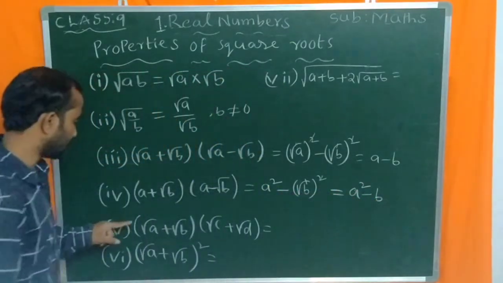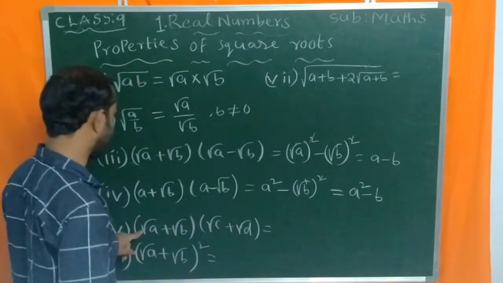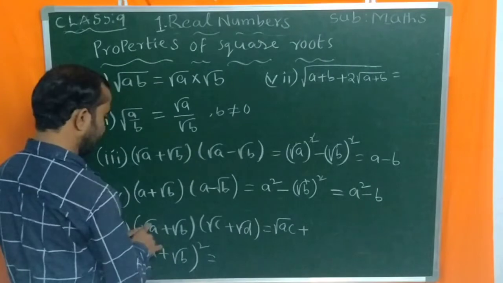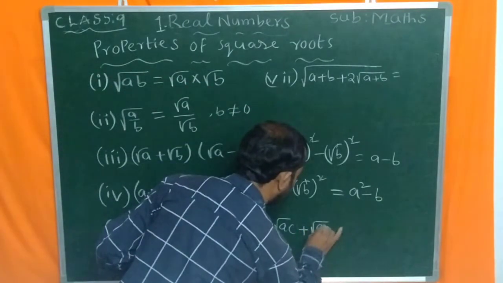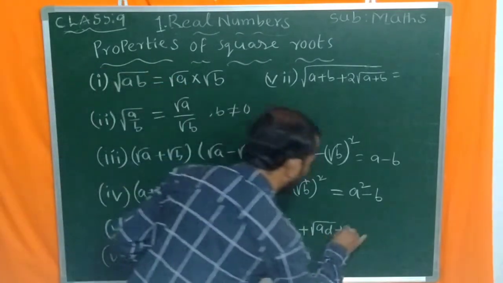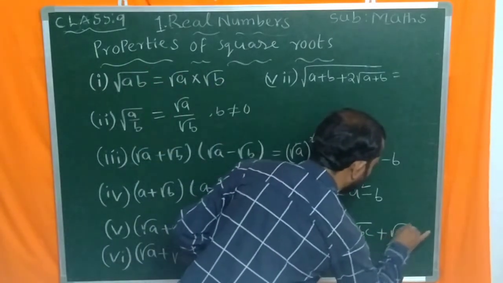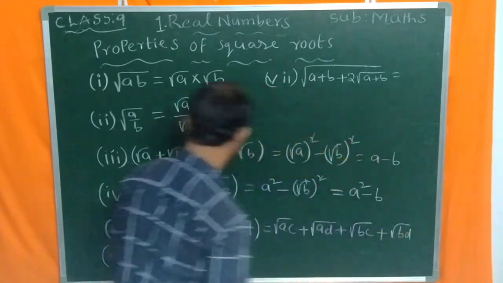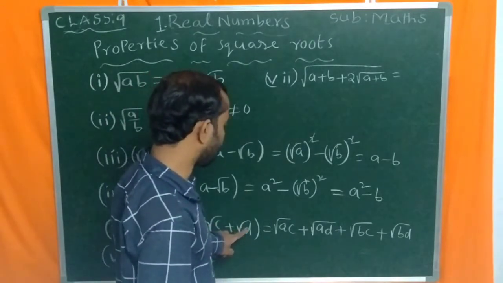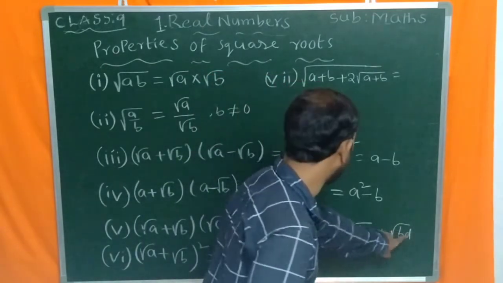Next, the fifth one, root a plus root b into root c plus root d. First a into c, root ac. Next a into d, root ad, plus next b into c, root bc. Next, b into d, root bd. So root a plus root b into root c plus root d equals root ac plus root ad plus root bc plus root bd.